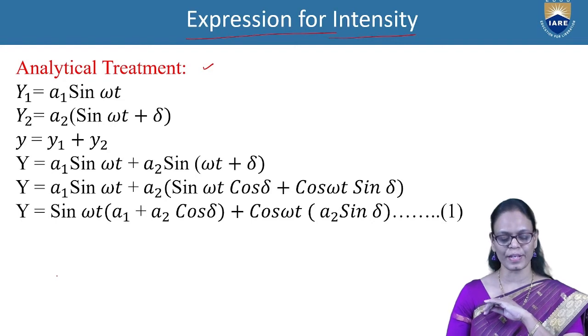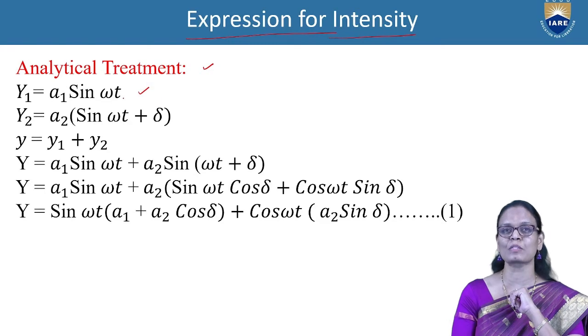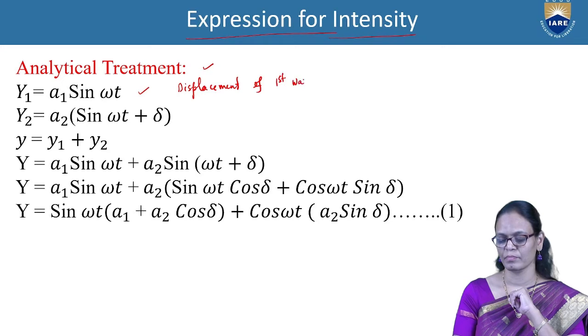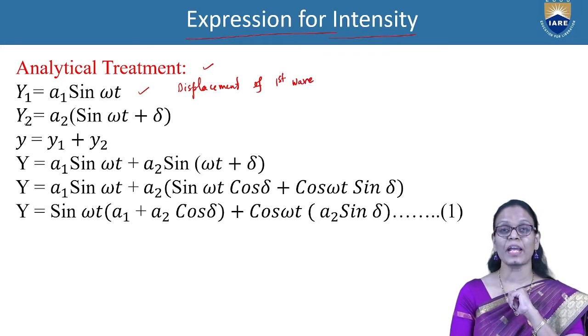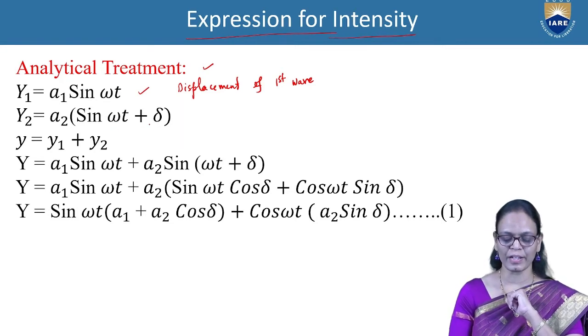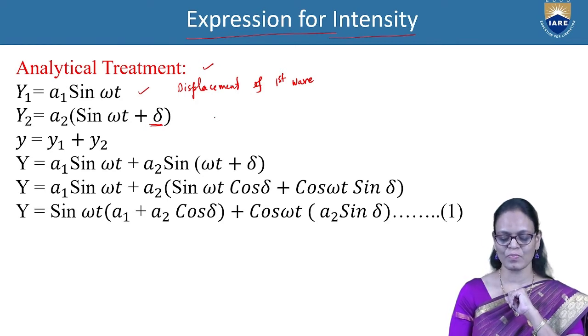So let us represent the first one. First wave, the displacement of the first wave is denoted by y1 is equal to a1 sine omega t. This is the displacement of the first wave. Now we are going to take y2 is equal to a2 sine (omega t plus delta), means they are differing by a path difference of delta.